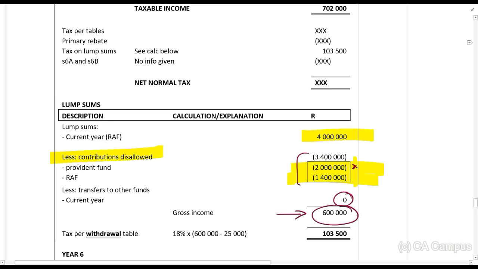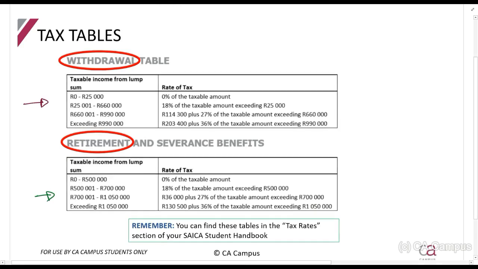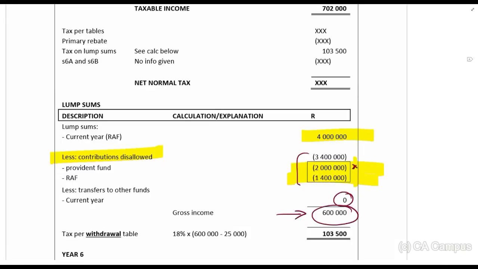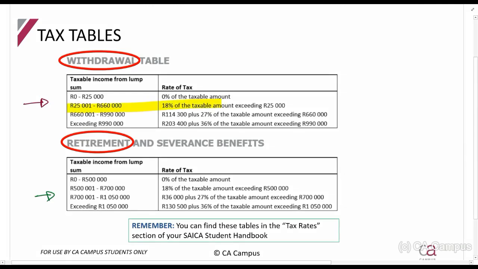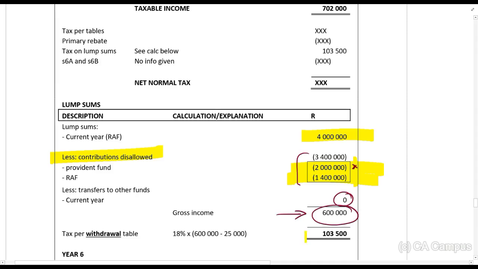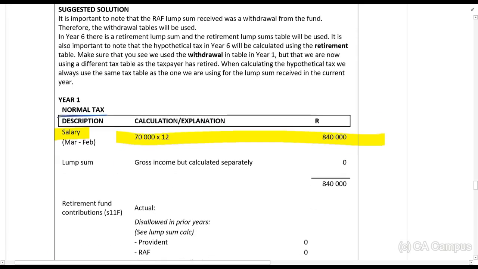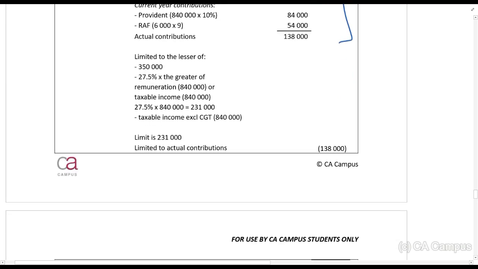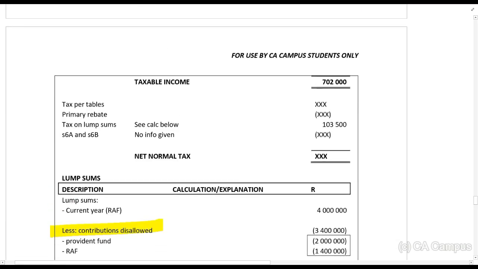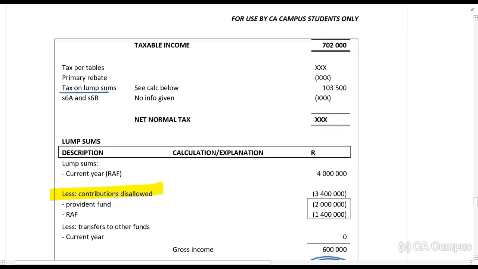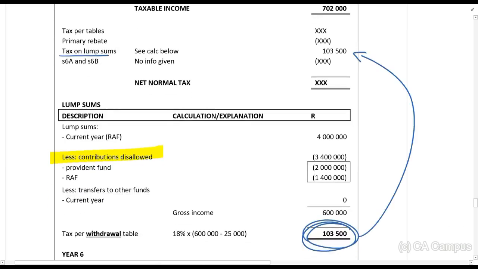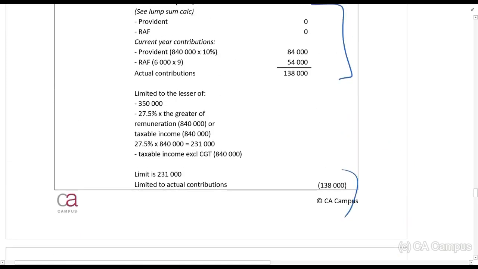We've withdrawn it. You need to calculate that using the withdrawal table. So where does it sit in our withdrawal table, guys? It is 600,000 rands, so it sits over here. So we calculate tax of 103,500. Now it's important, I'm going to just circle that there and remind you of that 103,500. Now, under your normal tax, guys, you obviously do your section 11F, get your deduction, and so forth, and there's your tax on the lump sum, 103,500. We use the withdrawal table.